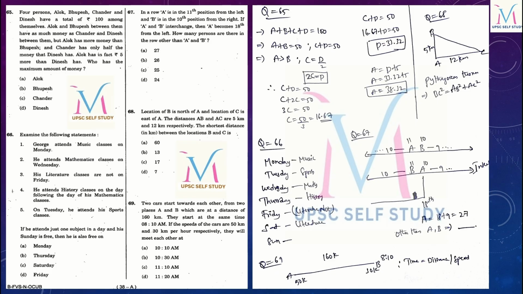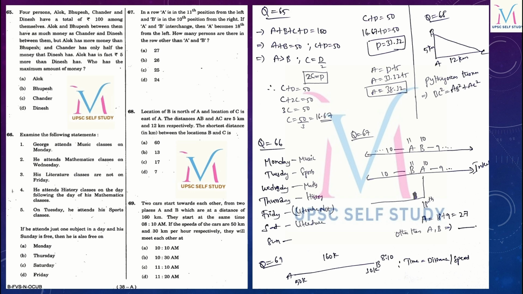If A is in the 11th position, beside A there are 10 positions, right? Because A is 11, again 1 to 10 positions are there beside A. Coming back to B, if B is in the 10th position from the right, again 9 positions are there on the right side of B. And in the question it is saying that if A and B are interchanged, as I have shown in the second line, then A becomes 18th from the left.